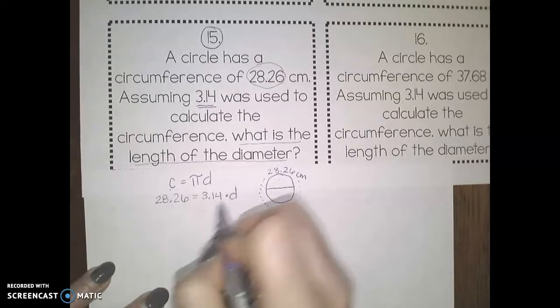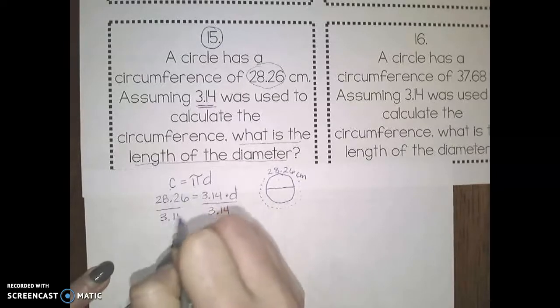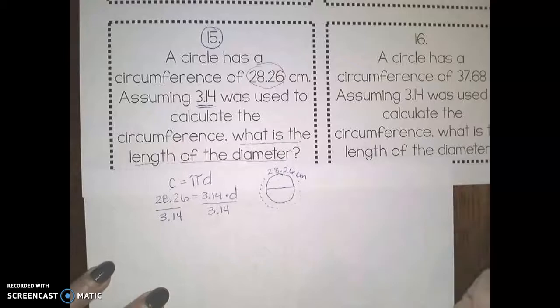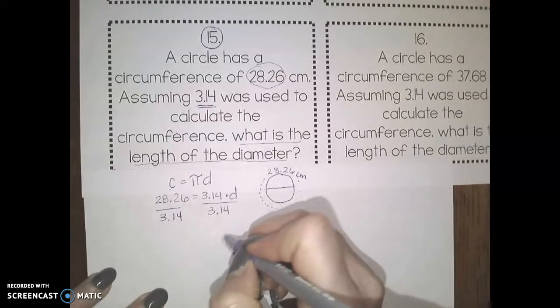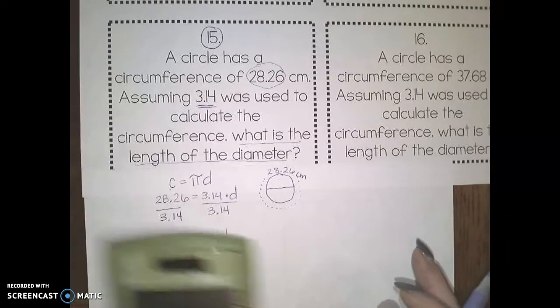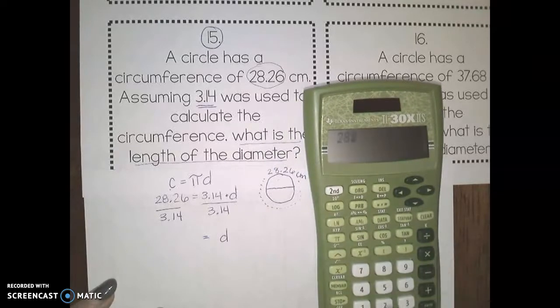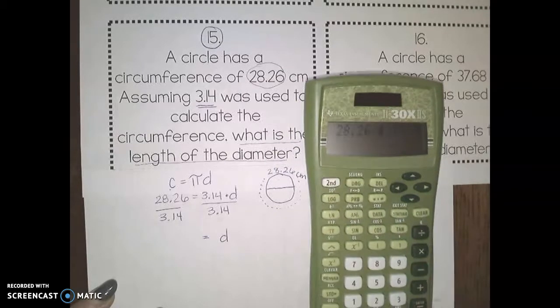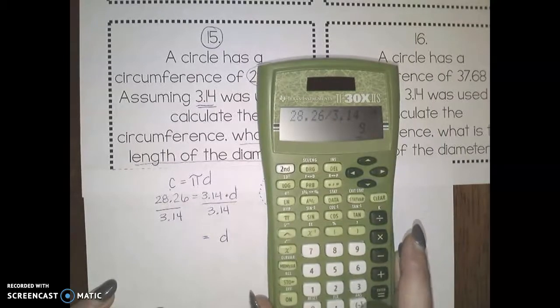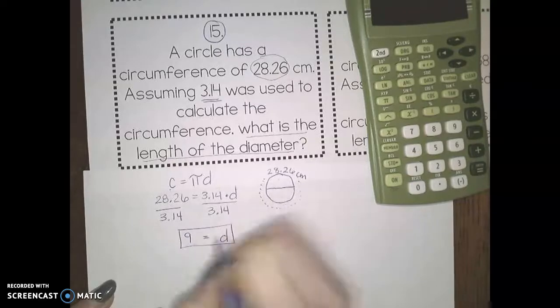How are these connected? By multiplication, so we're going to do the inverse. Divide by 3.14 on both sides. So 3.14 divided by 3.14 cancels because it gives you 1. We want to know what the length of one diameter is. And now you're going to grab your handy dandy calculator and divide. 28.26 divided by 3.14. And our diameter is 9 centimeters.